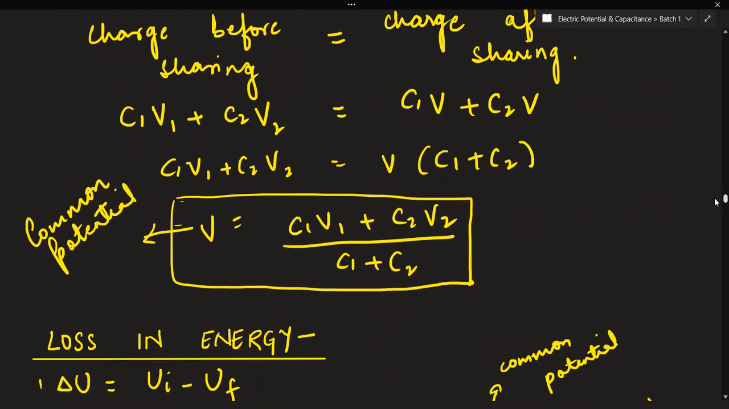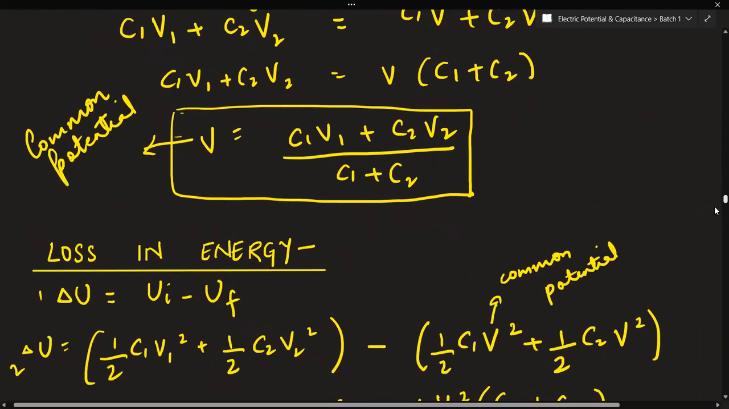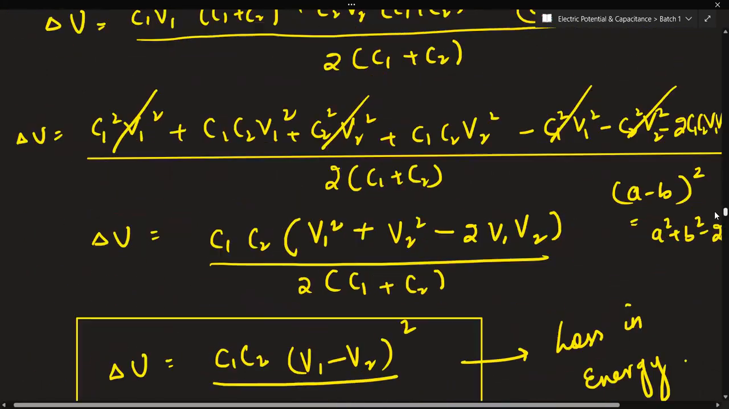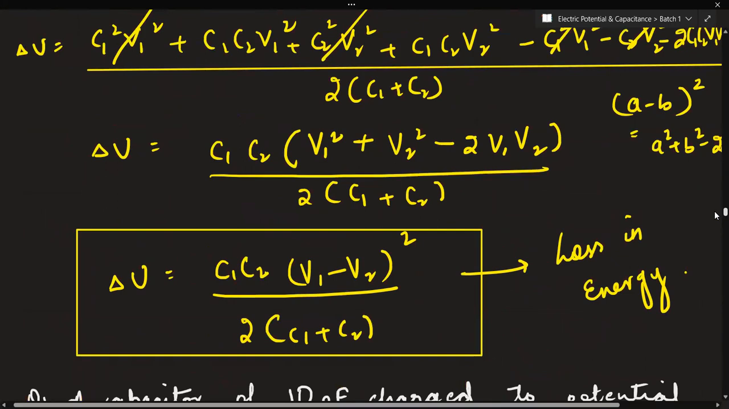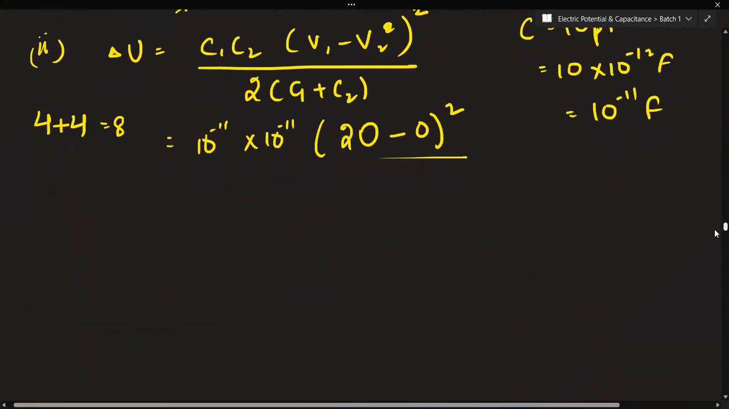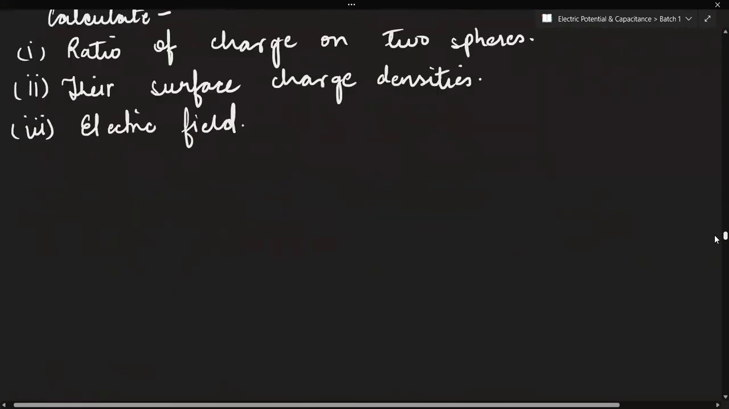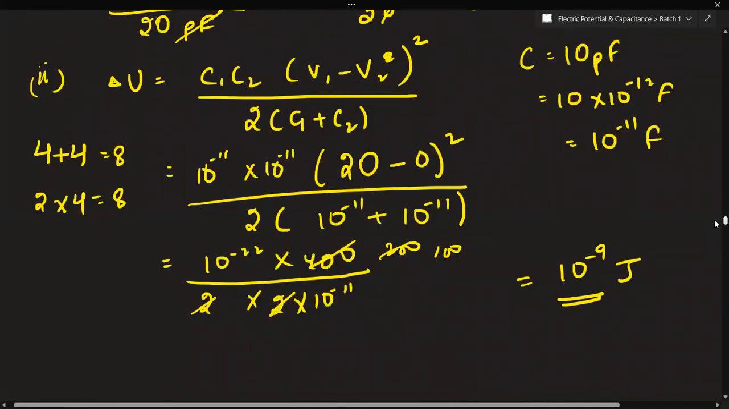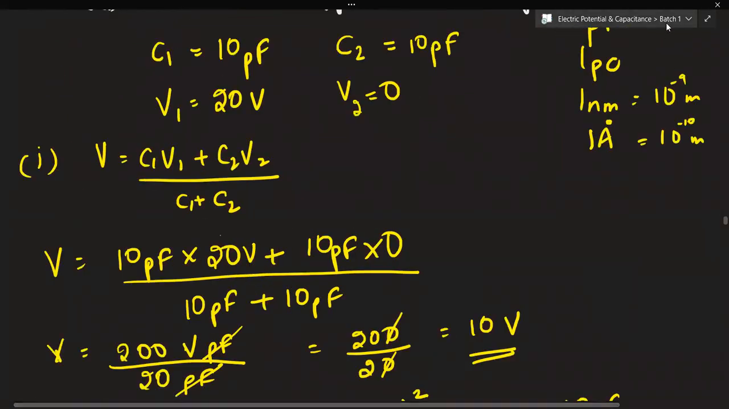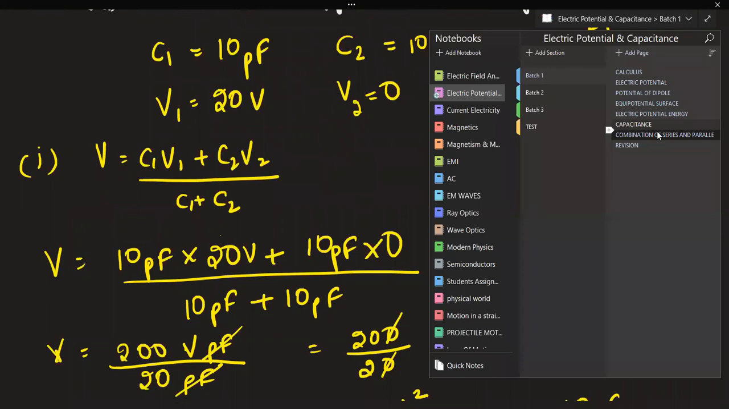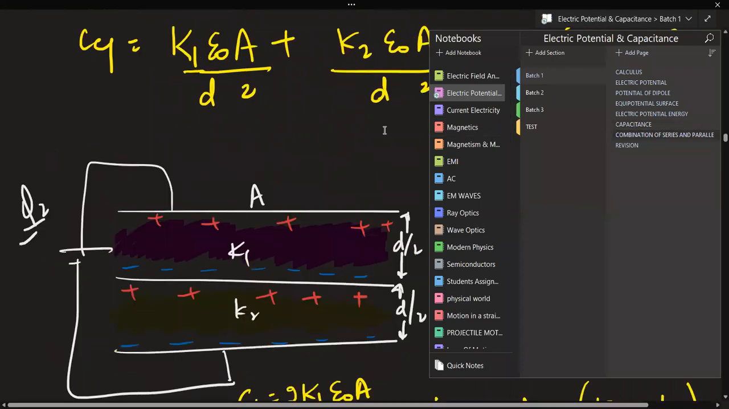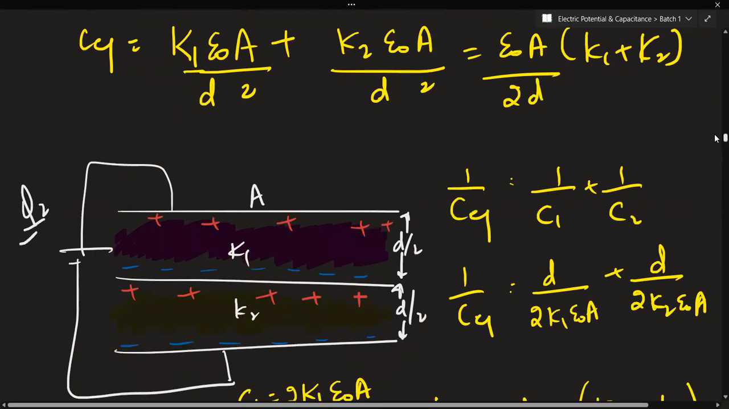This derivation is not very much important, but the formulas are used. Questions are there on formula. So the final formula for loss in energy, that can also be asked to you. And then combination of series and parallel, obviously this we have covered, and this is exactly opposite to resistors.